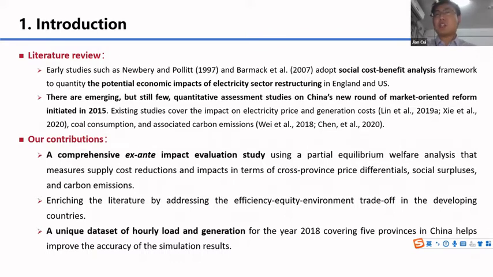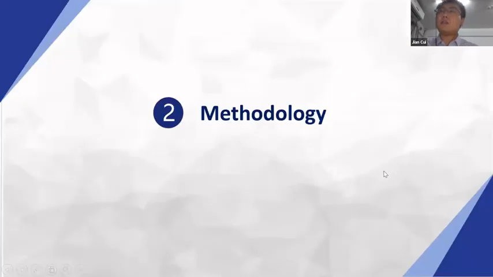Our advantage is the data set. We have a unique data set of real hourly load and generation for the year 2018, covering the 30 provinces in China. And it will help us to improve the accuracy of the simulation results. And then is the methodology.